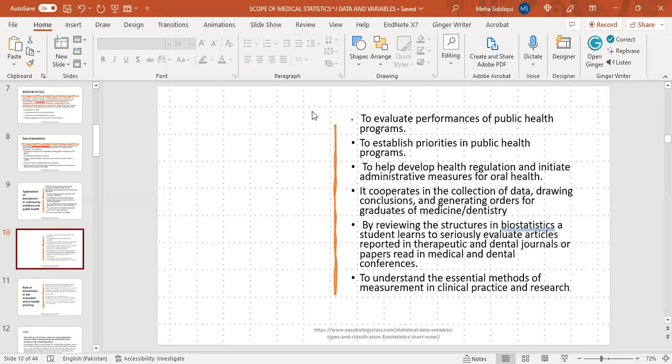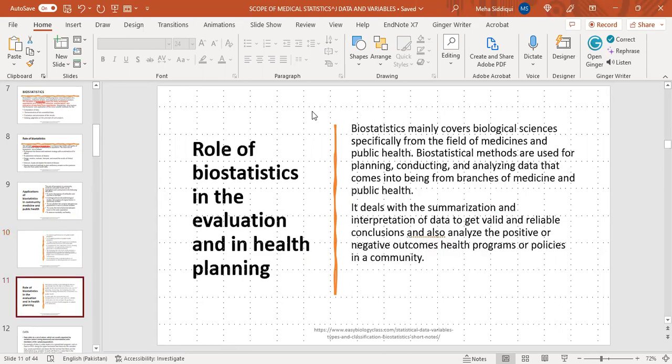By reviewing the structures in biostats, a student learns to seriously evaluate articles reported in therapeutic and dental journals or papers read in medical conferences, and to understand the essential methods of measurement in clinical practice and research. Role of biostats in the evaluation and in health planning.